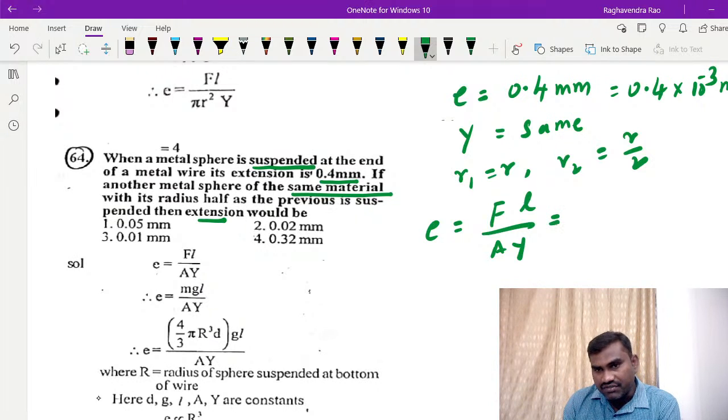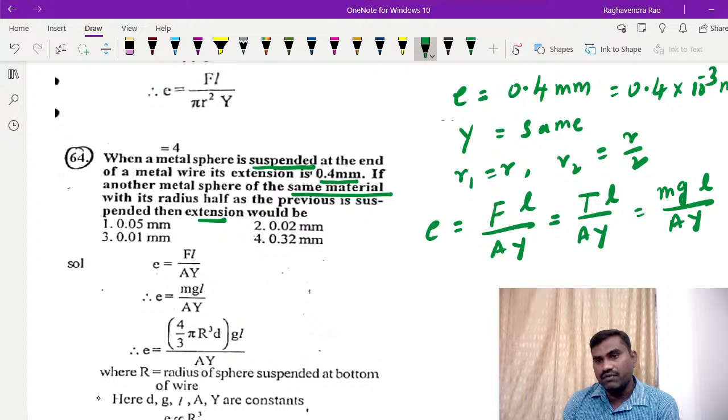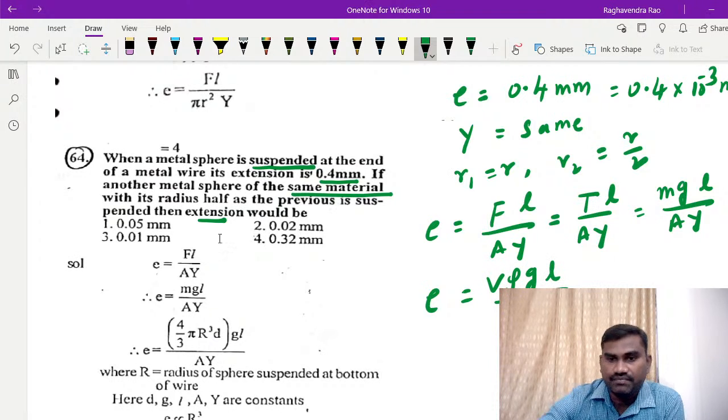That means in the case of suspension, F will be replaced by T. So elongation is TL by A into Y. Now in the place of T, we can take mg into L by A into Y. Now here, in the place of m, we can take volume into density into gravity into L by A into Y.